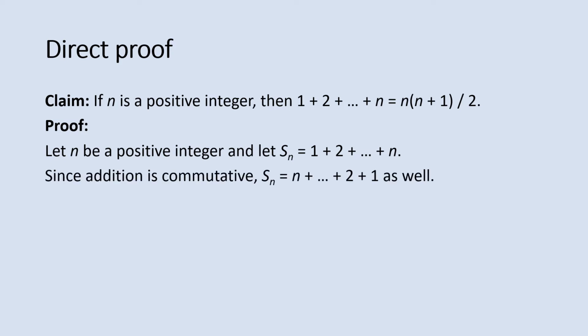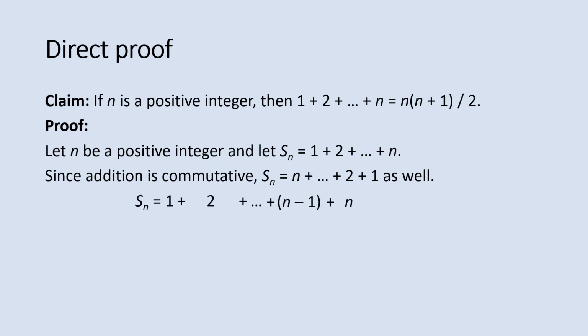Addition is commutative, so you can turn the order of things around, and so s sub n is also equal to what we get if we started at n and added our way down to 1. So we have the same value that we could calculate in two different ways. We could count up to n and add as we go, or we could count down from n to 1 and add as we go.